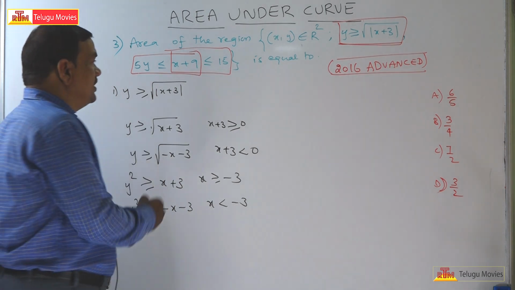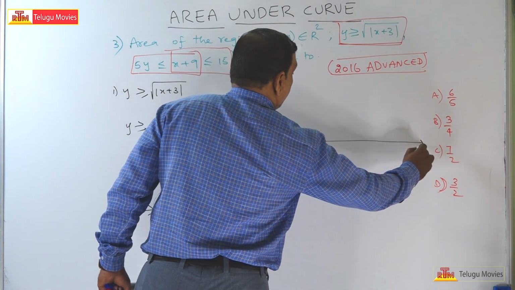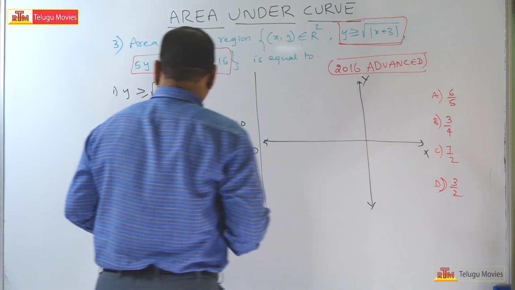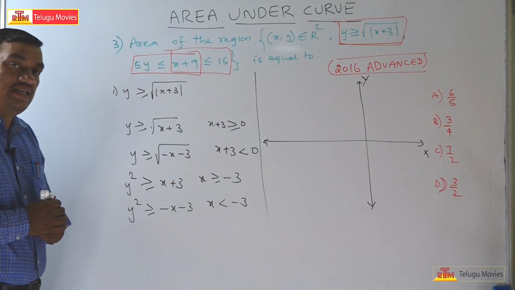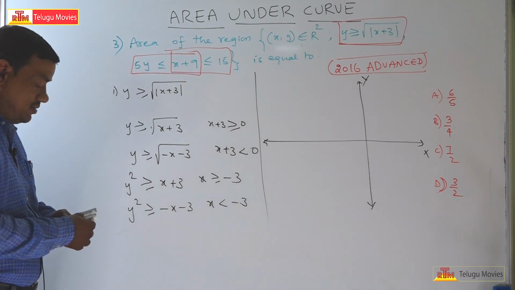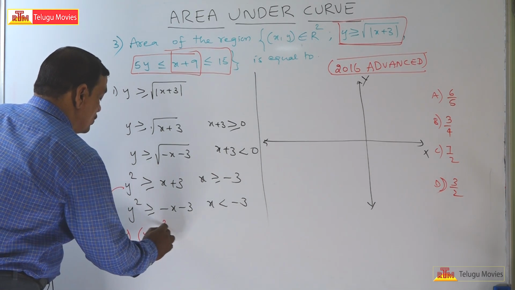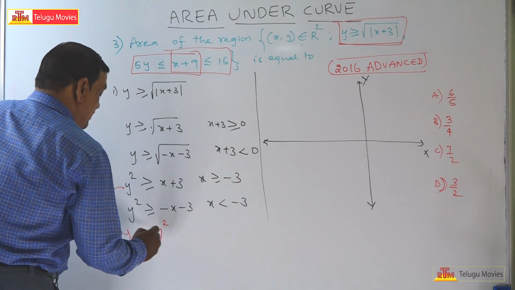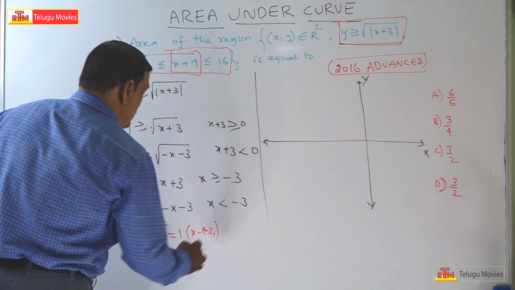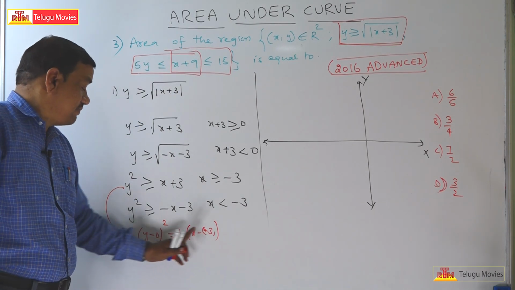Let us draw it up to here. So, this will be the graph. This is the x-axis and this is the y-axis. Y square is equal to x plus 3 means, here this will be y minus 0 whole square, that is why y minus 0 whole square is equal to 1 into x minus of minus 3. So, this is an open rightward parabola with the vertex at minus 3 comma 0.